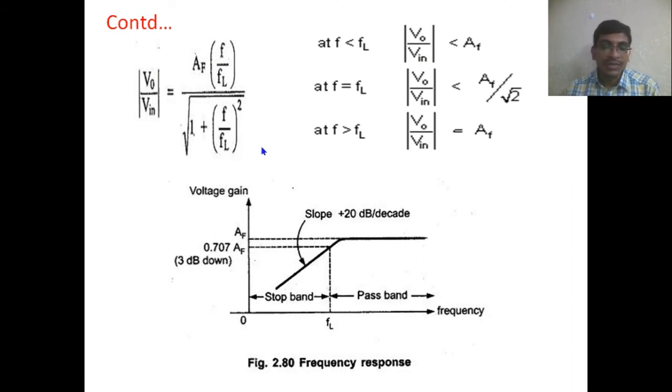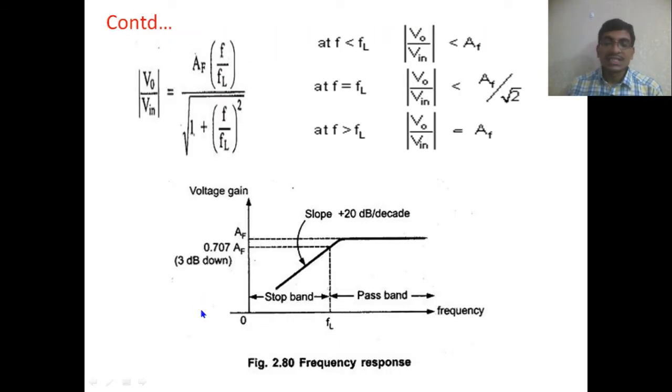Therefore, if you see the frequency response curve for the first order high pass Butterworth filter, FL is the lower cutoff frequency of high pass filter, and here 0 to FL is called as stop band, and greater than FL is called as a pass band for the filter. And in the stop band, the gain increases at a rate of plus 20 dB per decade. The maximum gain in the passband is AF, and at F is equal to FL, the gain is 0.707 into AF, which is minus 3 dB from the maximum gain.